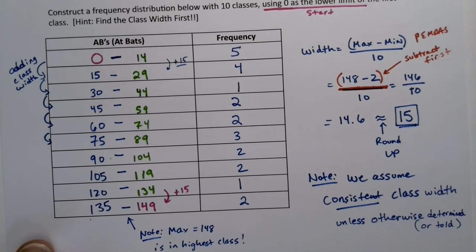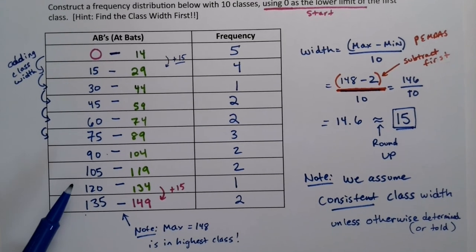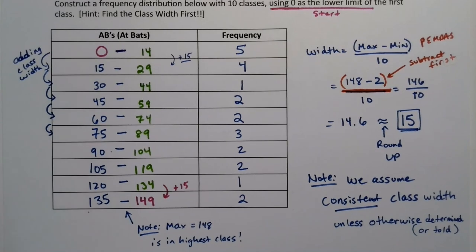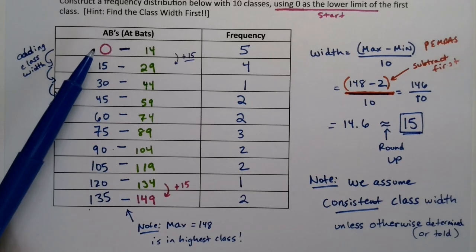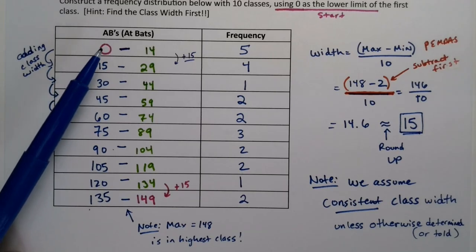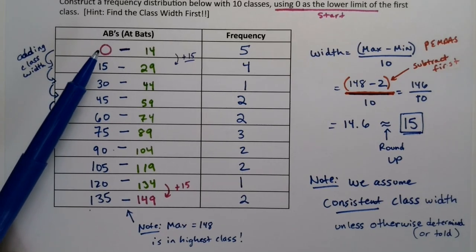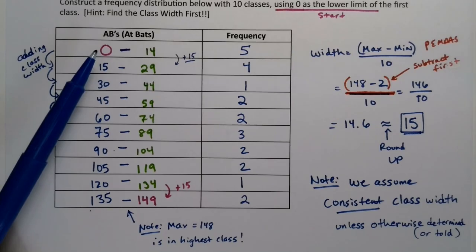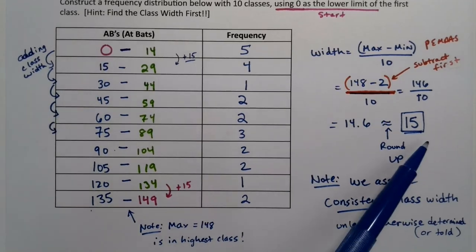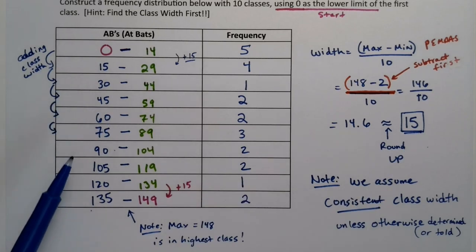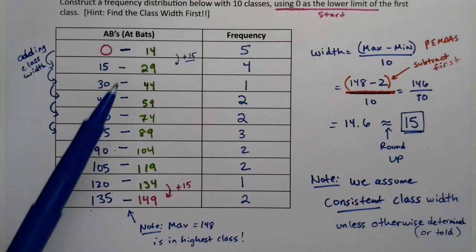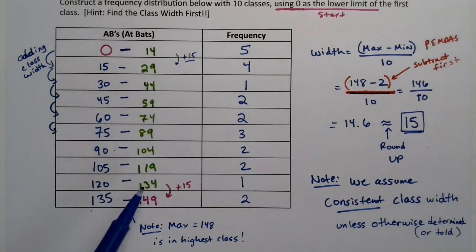But all in all, that's how to make a table for yourself. We won't do too much of this, but it's nice to know how to do it. So you start at a low value or a convenient value, either your minimum or a value that's close to it, a little bit lower than it, or 0. And then you find your class width, you round up to a nice number that's easy to work with, and then you assume a consistent class width and build your table on both sides using that class width. And make sure that your max is covered in that highest class.